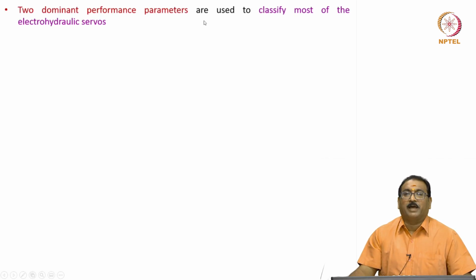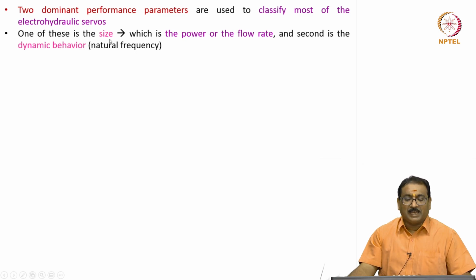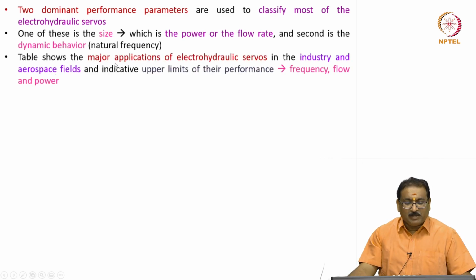Two dominant performance parameters are used to classify most of the electro-hydraulic servos. One of these is the size, which is the power or the flow rate, and the second is the dynamic behavior, generally known as the natural frequency of the valves. The table shows the major applications of electro-hydraulic servo valves in the industry and aerospace fields, and here I am showing the indicative upper limits of their performance in terms of frequency, flow, and power.